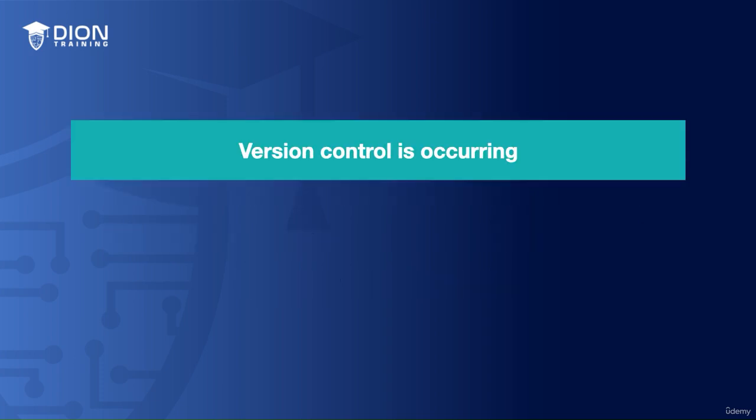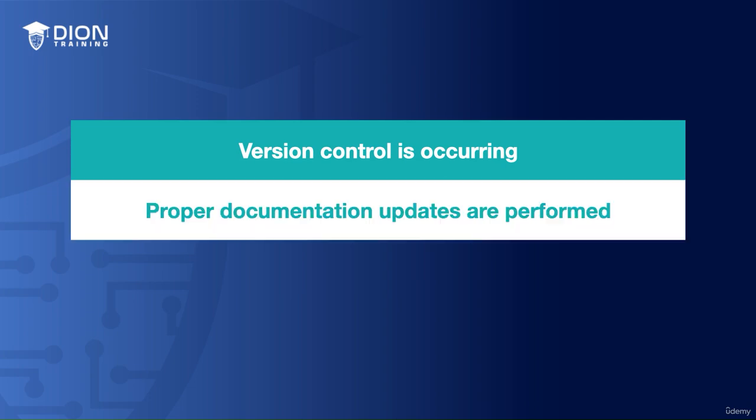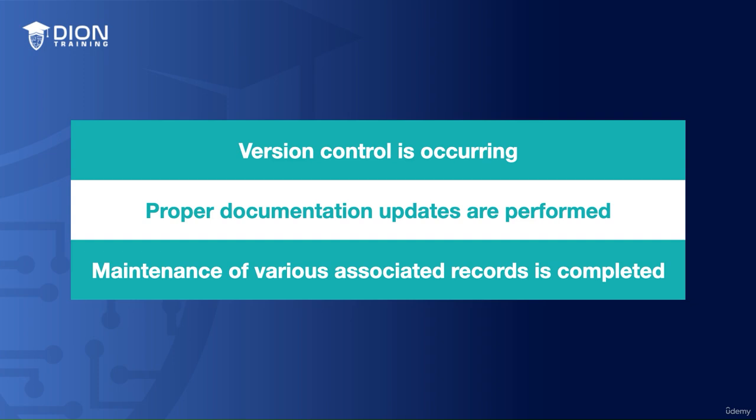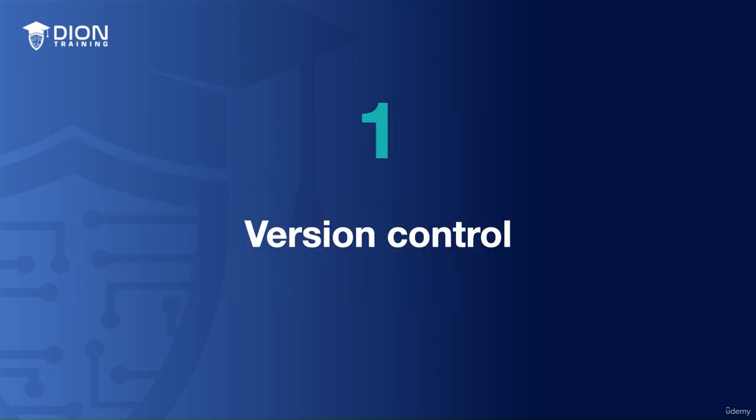Now, when it comes to documenting changes, we're going to be looking to ensure that version control is actually happening, that proper documentation updates are being performed, and that maintenance of various associated records is being completed as needed. Now, first, we have version control. Each change we implement can carry with it numerous other changes or impacts on your systems and networks. Version control is the safety net that ensures our changes do not create more chaos. Every document, software, and other files should use version control to prevent us from losing sight of the big picture.